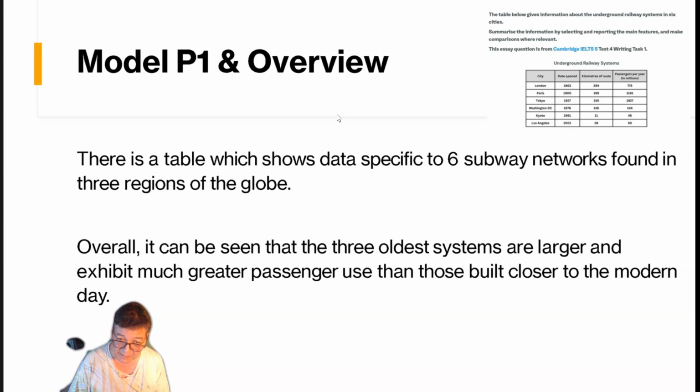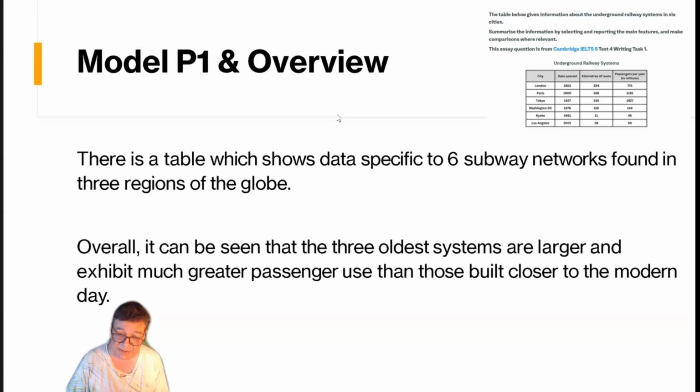Okay. 6 subway networks. Note, the task talks about underground railway systems. Boy, that's a mouthful, isn't it? That's a lot of words to describe a subway. Networks, systems, same thing. Found in 3 regions of the globe. Now here I'm taking some of that categorization that I noted before, Japan, USA, and Europe, and introducing it here.